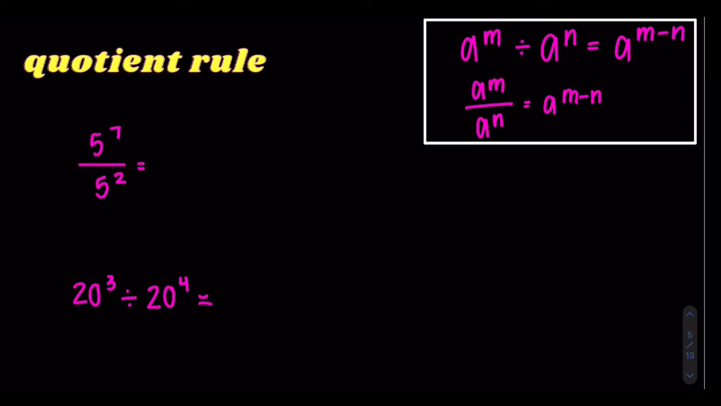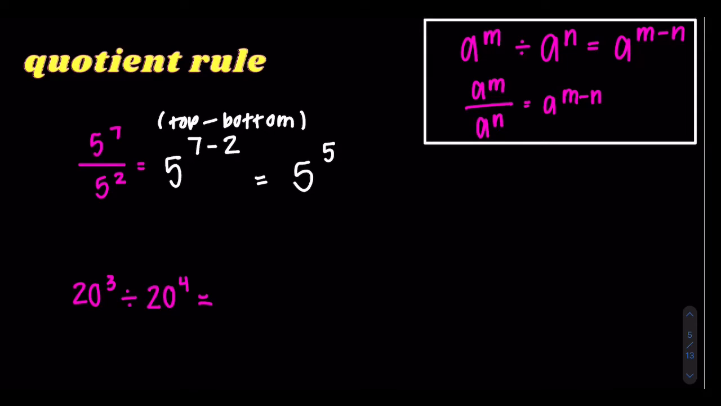Now let's do an example showcasing quotient rule. Our first example is 5 to the 7th power divided by 5 to the 2nd power. Here we have a base 5, and we can take our exponents and subtract them. Remember, top minus bottom. Therefore, we simplify this to 5 to the 5th power.